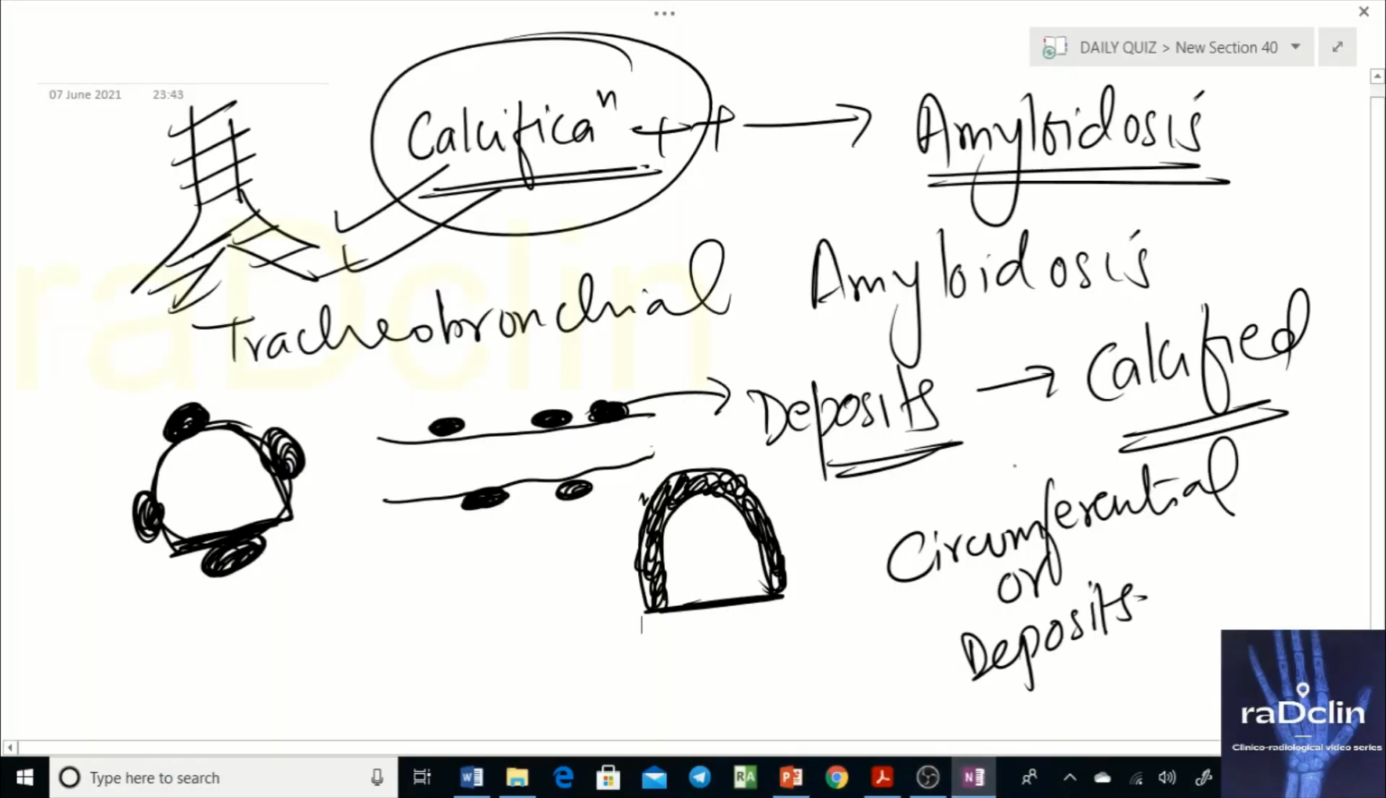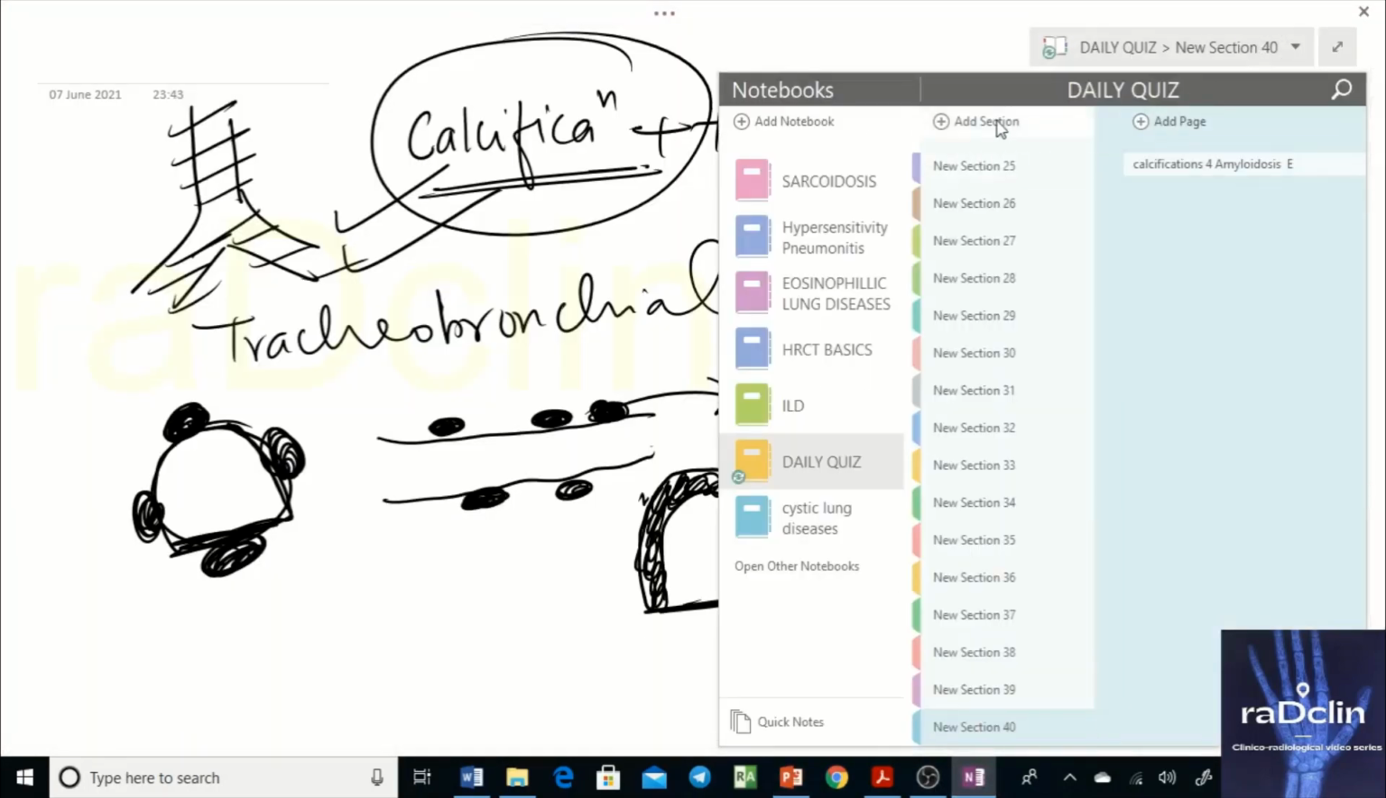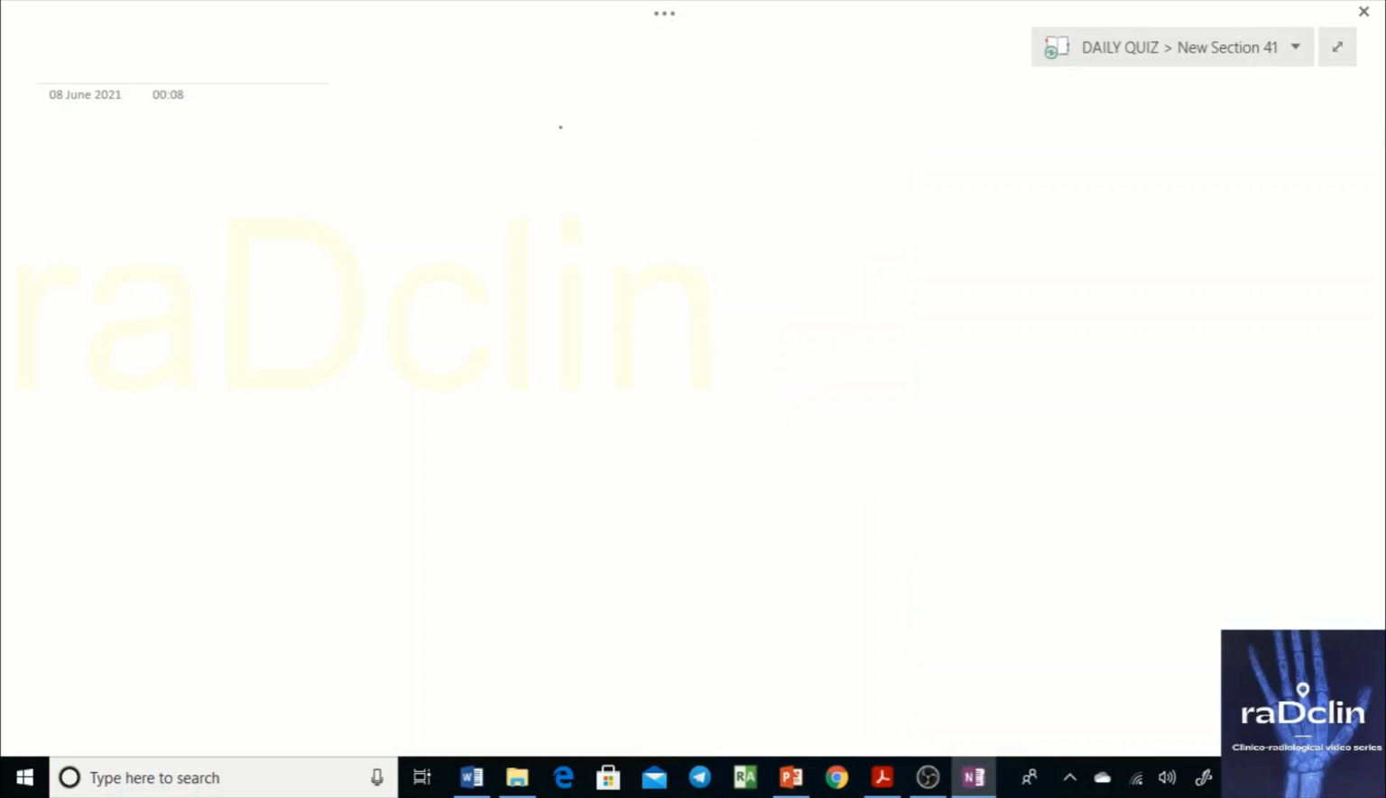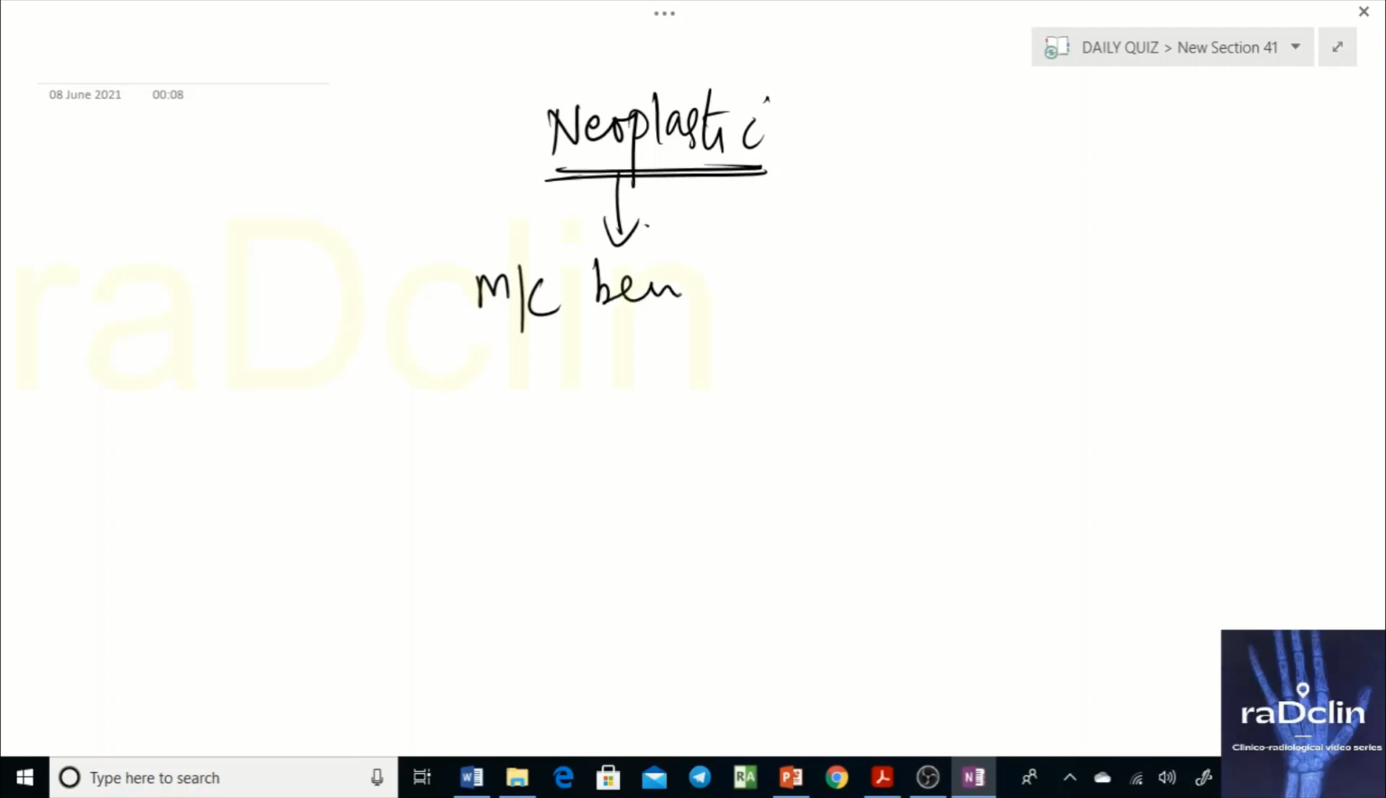I don't think anything is left, except one thing: neoplastic lesions. If you ask me, what is the most common benign tumor? I'll just briefly discuss them. In lung tumors, we have a section about exophytic or endophytic lesions. Among endophytic lesions we have papillomas and others. So the most common benign tumor of the trachea is the squamous papilloma.